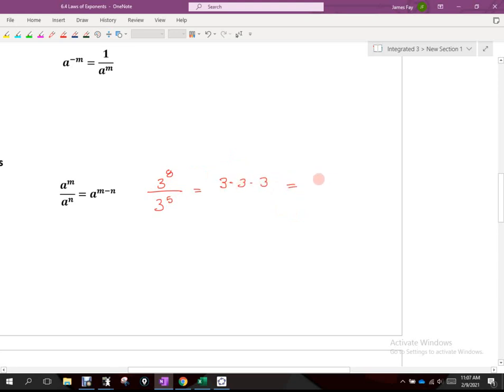Okay. Or can't I rewrite that as I take the bases are the same. So now I'm just going to take the exponents and go 8 minus 5. It gives me 3 to the third that way. What is 3 to the third? Anybody know?